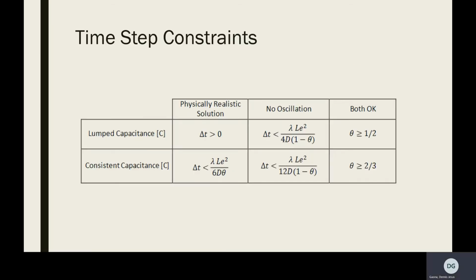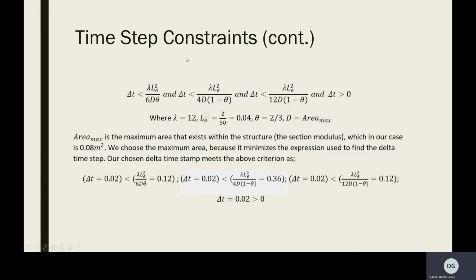And now we must make sure that the time-dependent solution we get from our MATLAB code is physically realistic and does not contain any numerical oscillations. In order to accomplish this, we can set time step constraints for whichever capacitance method they choose, either lumped or consistent. As far as the values that we chose for our problem, we have lambda equal to 12, LE or element length equal to 0.04 meters.